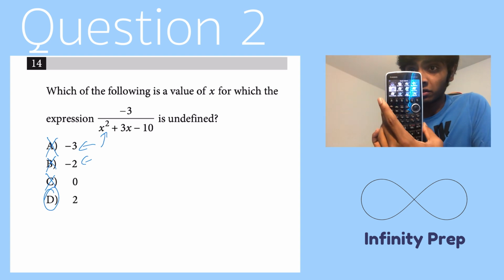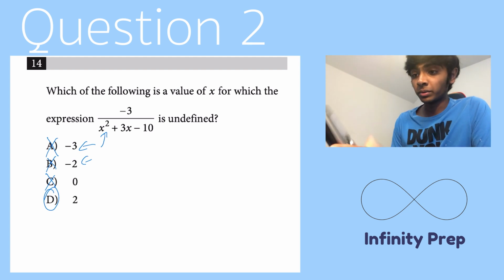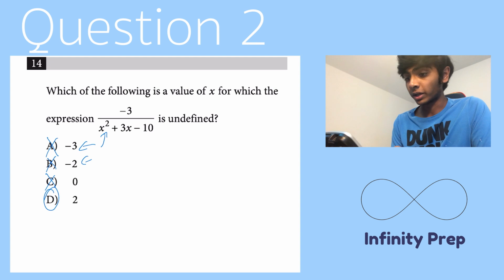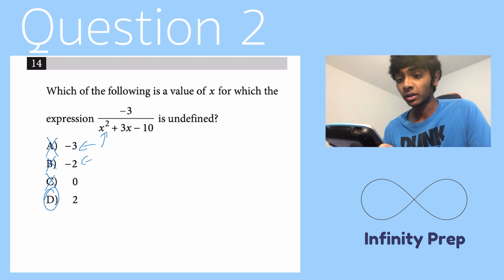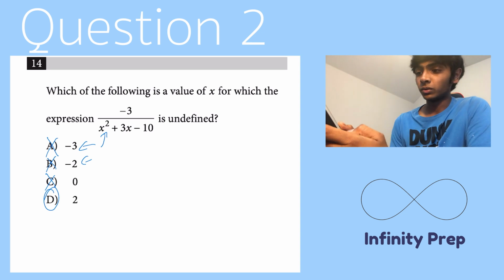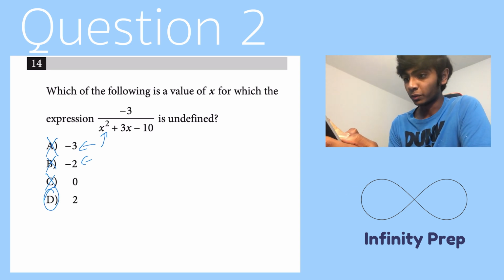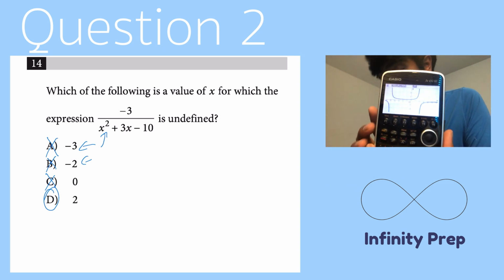Now, if you have the graphing function, you just want to hit that, and type in your equation here. After you do that, what you want to do is go over the points, which are our answer choices, and see if it's undefined at that point. So here, let me shift my view window. Okay, so we're left with something like that. Our graph looks something like that.